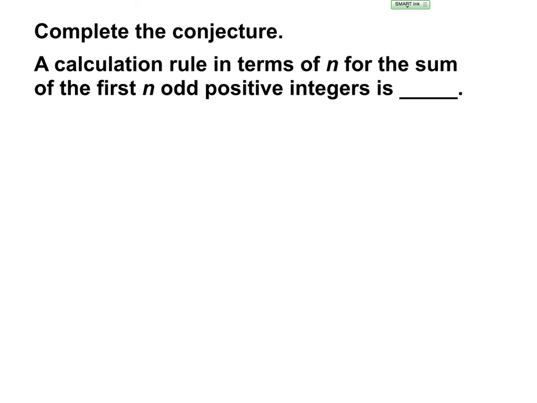Okay. There's another type. I want the calculation rule, so I want a little formula in terms of n. You're going to have a formula that has n in it, and it's going to tell me what the sum of the first n odd positive integers is. Now this is one that you probably should make a table to help organize what's going on.